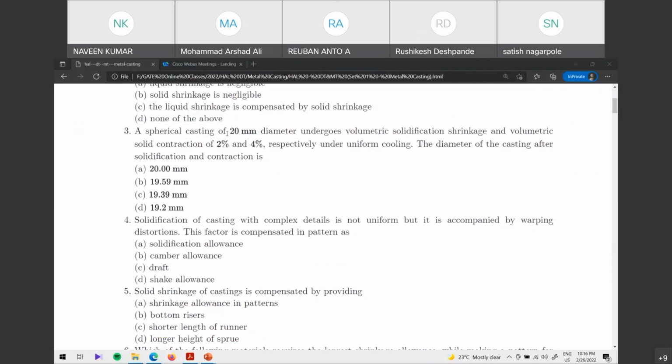Okay, I'll tell you simply. See, there is a spherical casting of 20 mm diameter undergoing volumetric solidification shrinkage and volumetric solid contraction of the same question. I just changed the values to 2% and 4%. But here, instead of the cubical casting, I have written it as a spherical casting. There is not much difference actually. Under uniform cooling, the diameter of the casting after solidification and contraction is, okay.